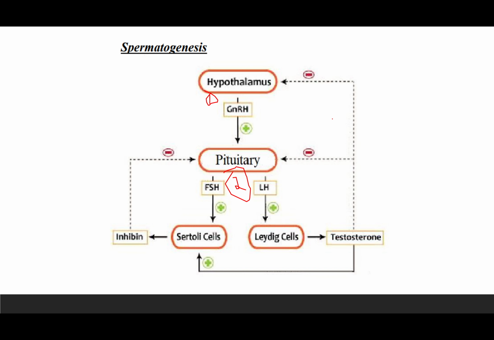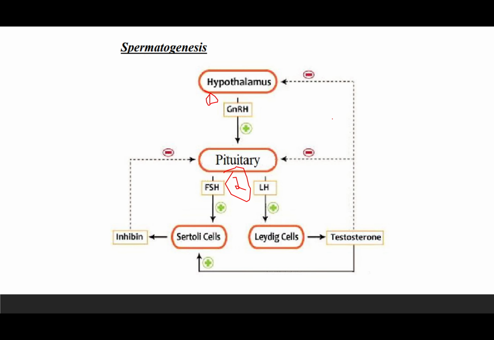A question, go ahead. Sir, so you're saying that because of increased levels of testosterone production, you have the pituitary gland stimulating FSH to stimulate the Sertoli cells to release inhibin. That's a negative feedback. Yeah, so it's a negative feedback.